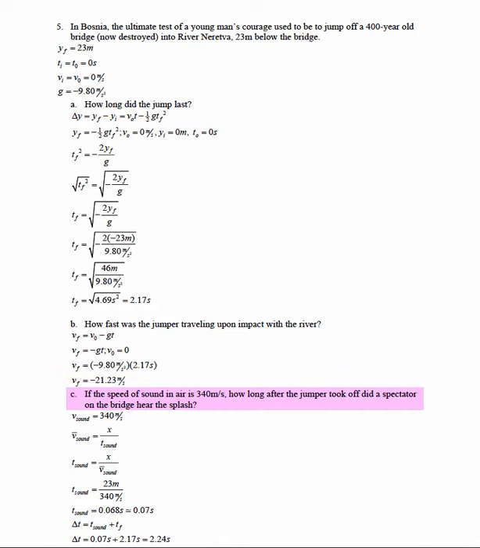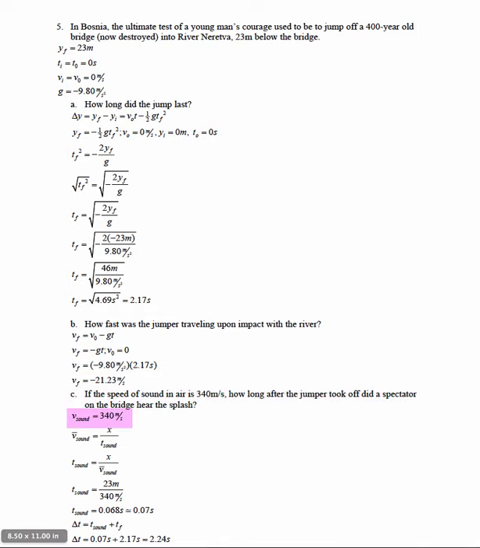Part C. If the speed of sound in air is 340 meters per second, how long after the jumper took off did a spectator on the bridge hear the splash? Okay, so we're adding a little different element in here by trying to determine what the speed of sound is and the amount of time it takes to hear that splash.